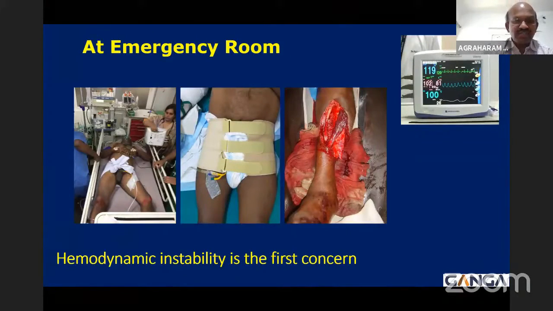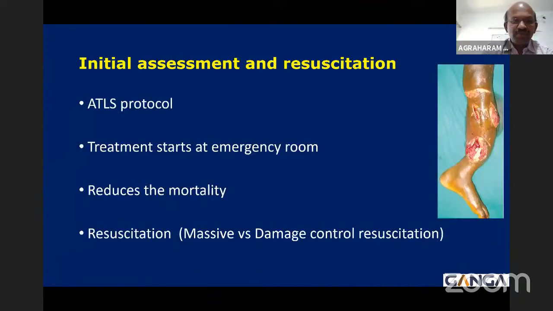In the emergency room, the moment the patient arrives, the first thing that we need to look at is the patient's general condition. Hemodynamic instability is the first concern, because many times open injuries are high velocity injuries. They present with a polytrauma situation along with the open injuries. So the first thing is to look at the patient's general condition, and we need to follow the ATLS protocol. In fact, the treatment starts at the emergency room, which determines the further outcome, like morbidity and mortality of the patient.